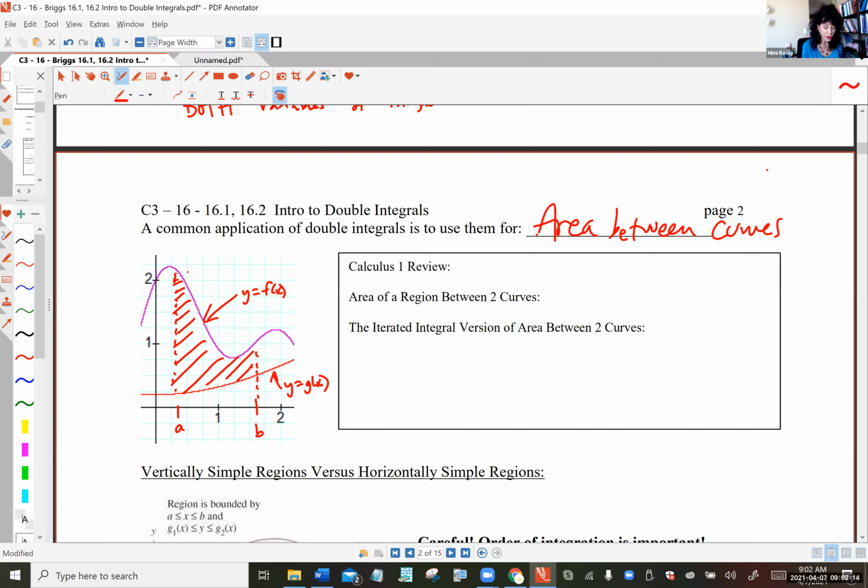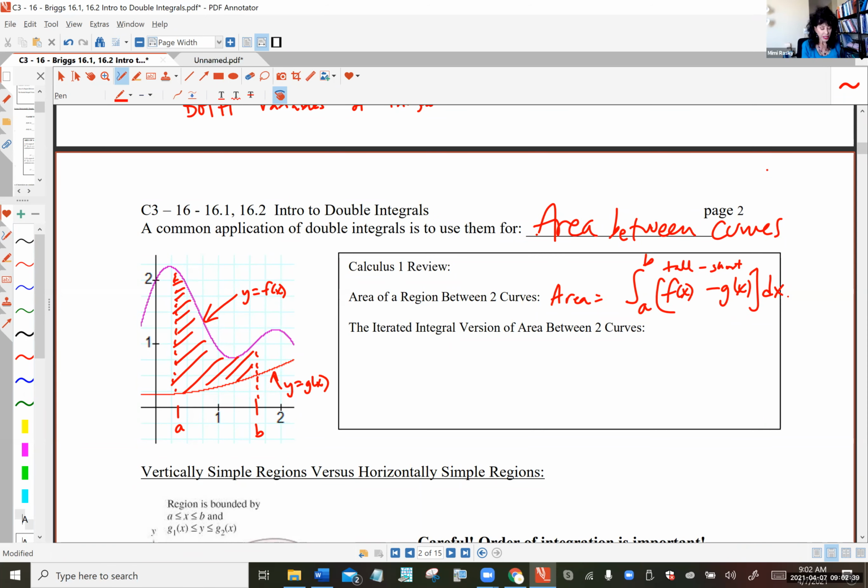I hope that you remember, for this problem anyway, the area is equal to the integral going from A to B, and you wanted to do taller minus shorter if you were doing functions of x. So for us, the taller curve was f of x and the shorter is g of x, and you're integrating with respect to x. Fine.